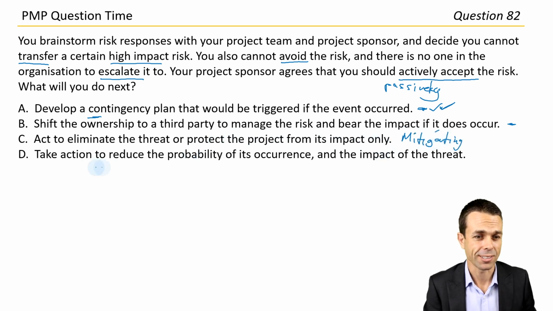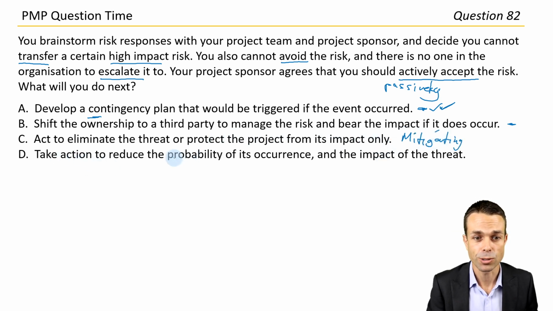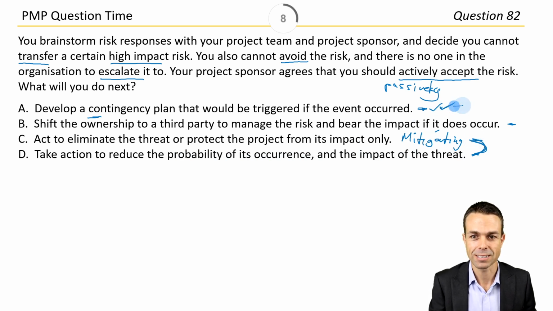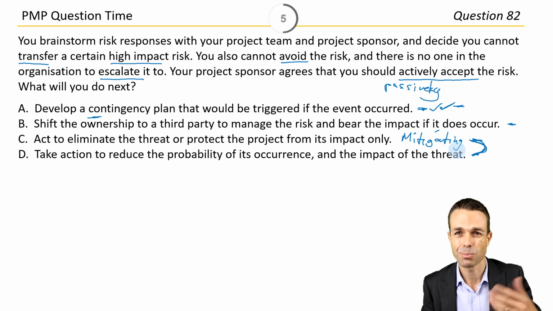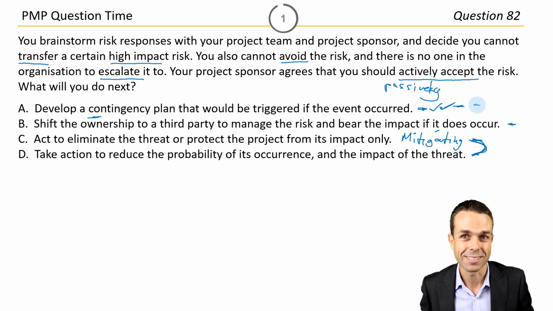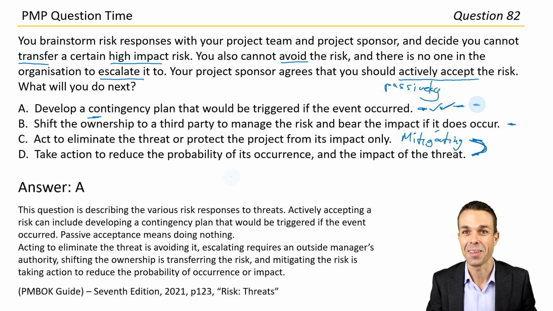Let's see what the last one is just in case. Take action to reduce the probability of its occurrence and the impact of the threat. So I think that's very similar, but either way, both of these, I don't think that's actively accepting. That's probably more putting in mitigations for the risk or that sort of thing. For our purposes, let's go with answer A. There it is. All right.